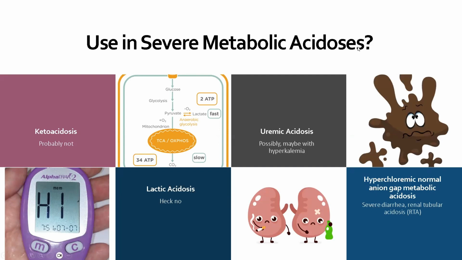And then kind of the meat and potatoes is a hyperchloremic normal anion gap metabolic acidosis, typically due to really severe diarrhea, renal failure, or renal tubular acidoses. Other names that we know it as is hyperchloremic metabolic acidosis, or again, NAGMA, which is normal anion gap metabolic acidosis.